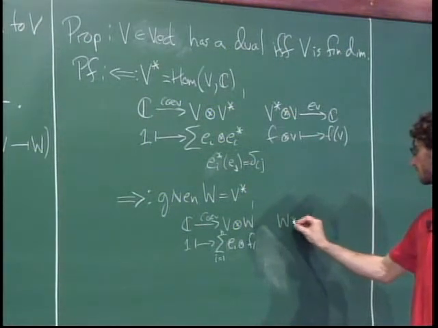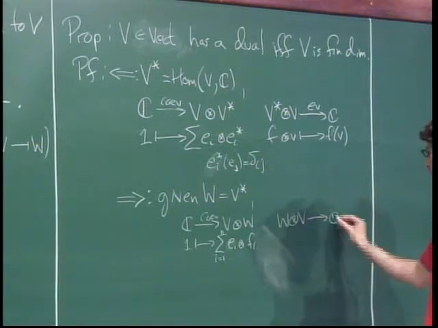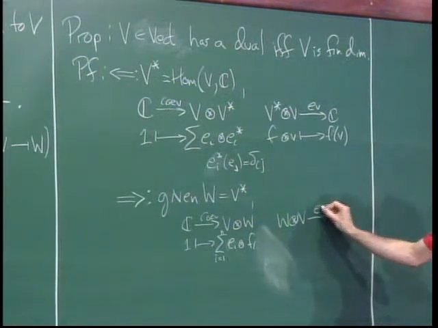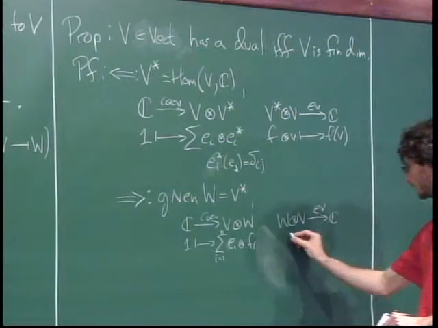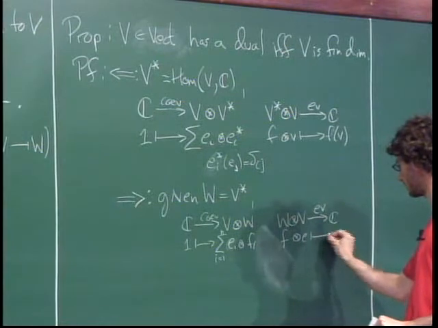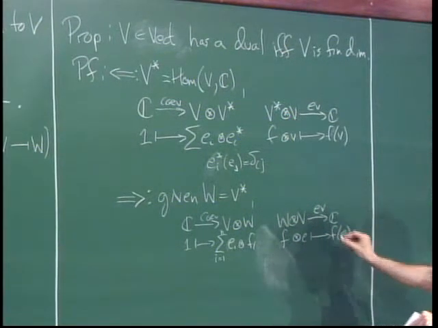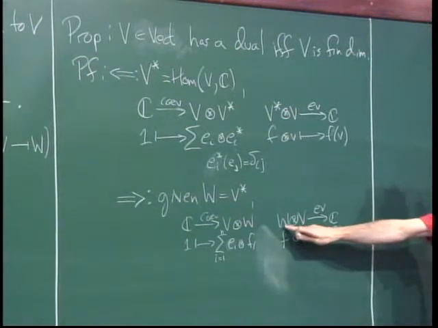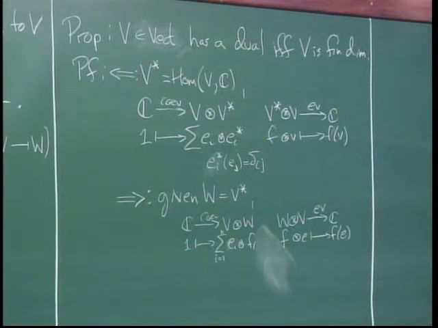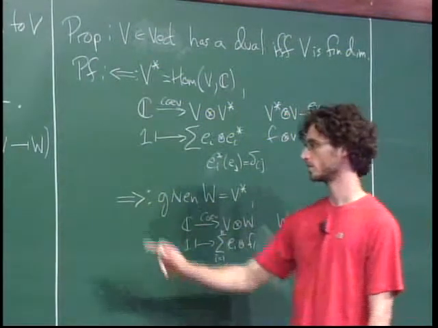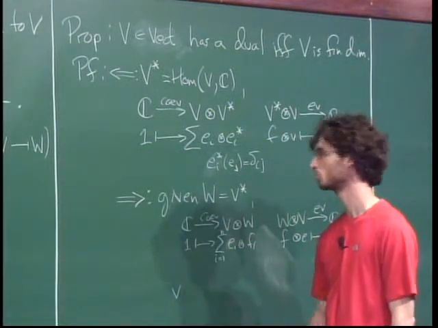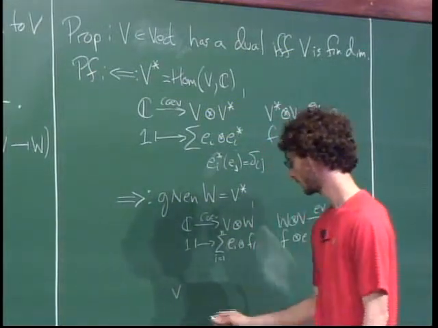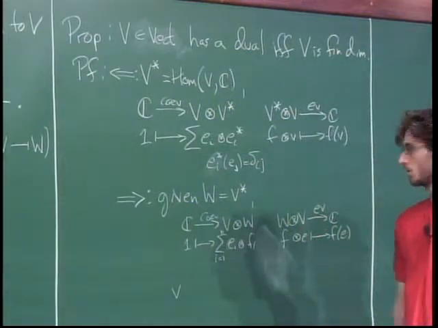And then the evaluation map goes from W tensor V, and let me just write that f tensor e maps to f of e. Of course, I don't really know what W is, and I don't know what this function is, but I'm just going to write it by analogy with the usual evaluation. And now let's use the basic duality equations. Let me use the zigzag that started with V.